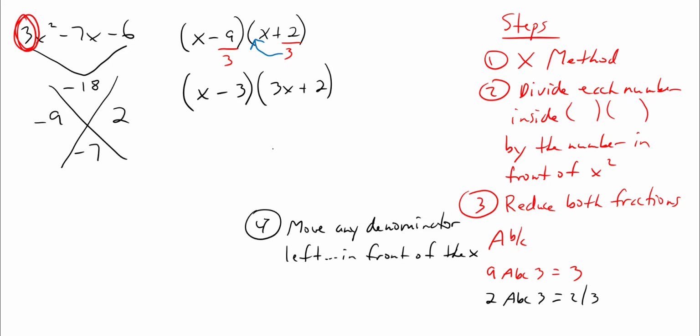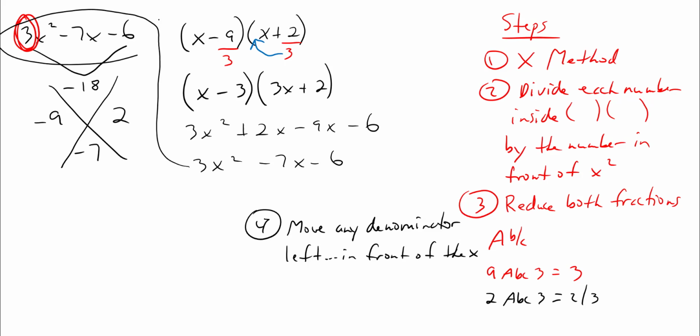Once again, I can check it pretty easily. All right, if I multiply it out, I get x times 3x is 3x squared. X times 2 is 2x. Negative 3 times 3x is negative 9x. And negative 3 times 2 is negative 6. So you get 3x squared minus 7x minus 6, which is exactly what we started with.